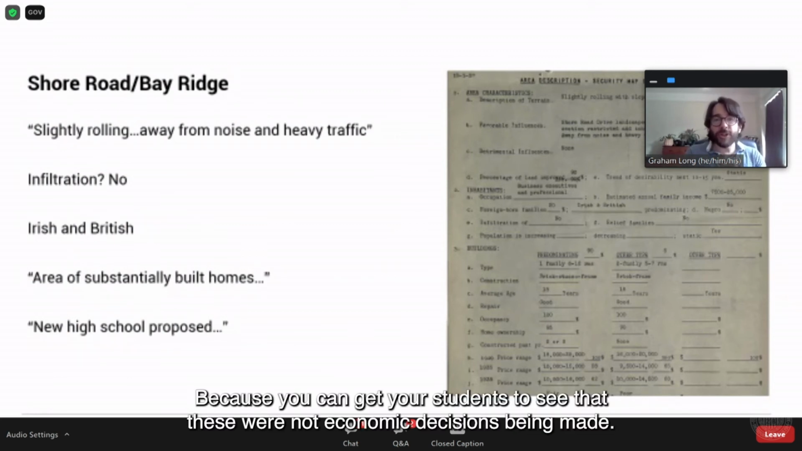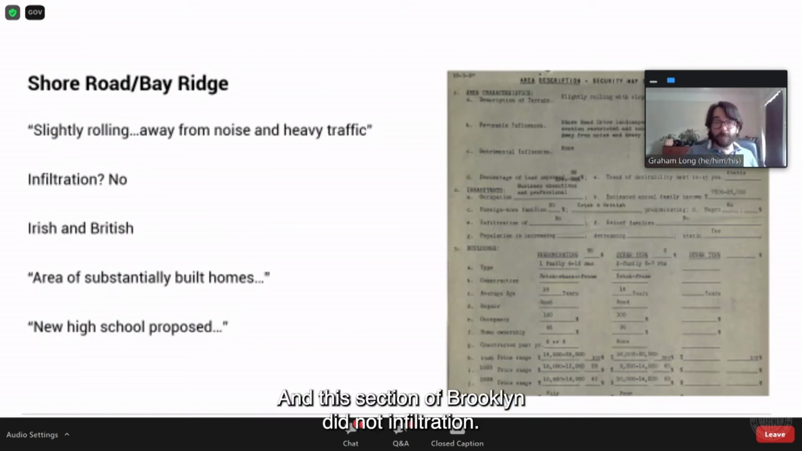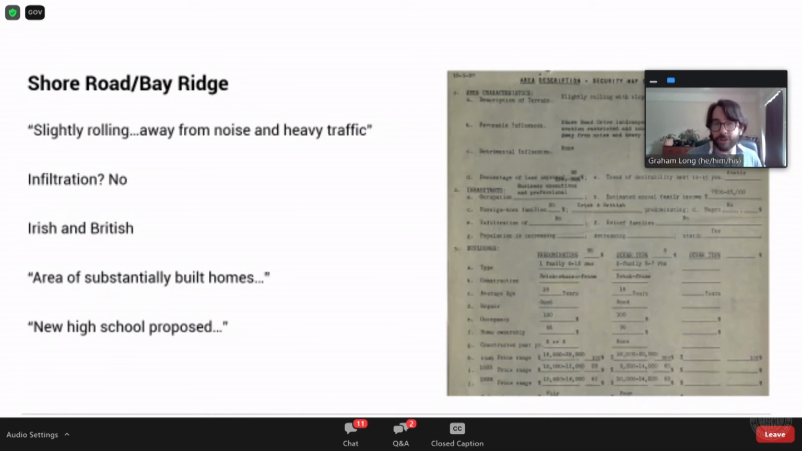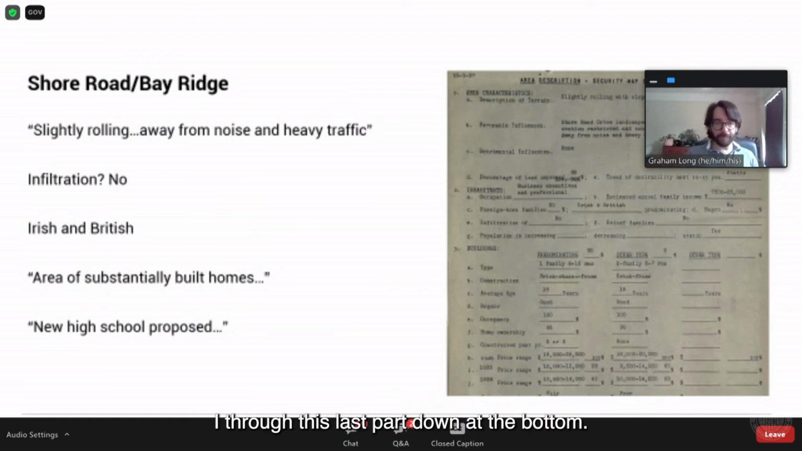Because you can get your students to see that these were not economic decisions being made. These were racial decisions being made. And this section of Brooklyn did not have infiltration. So what color was it? Green. The population was predominantly Irish and British. They used the qualitative data of area of substantially built homes.